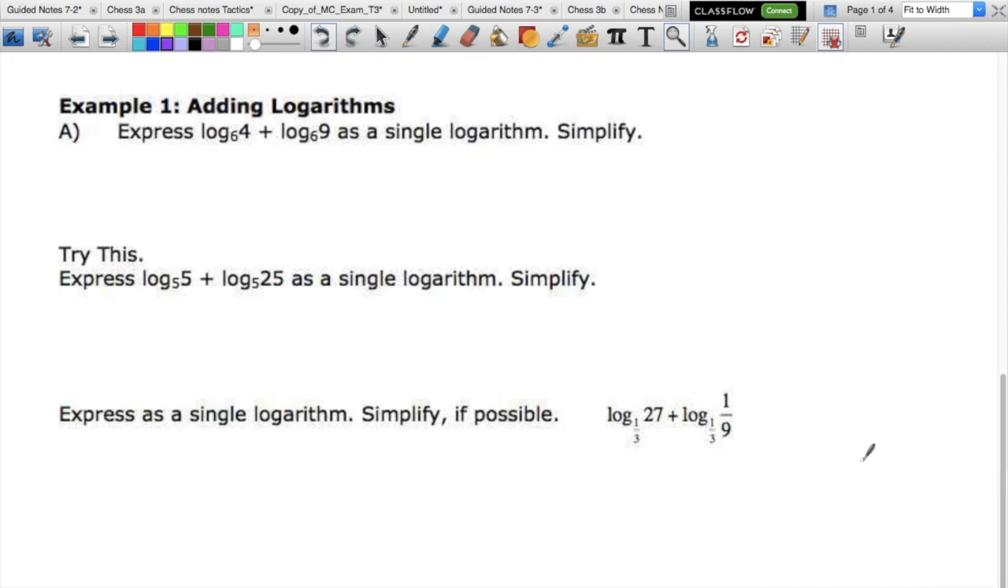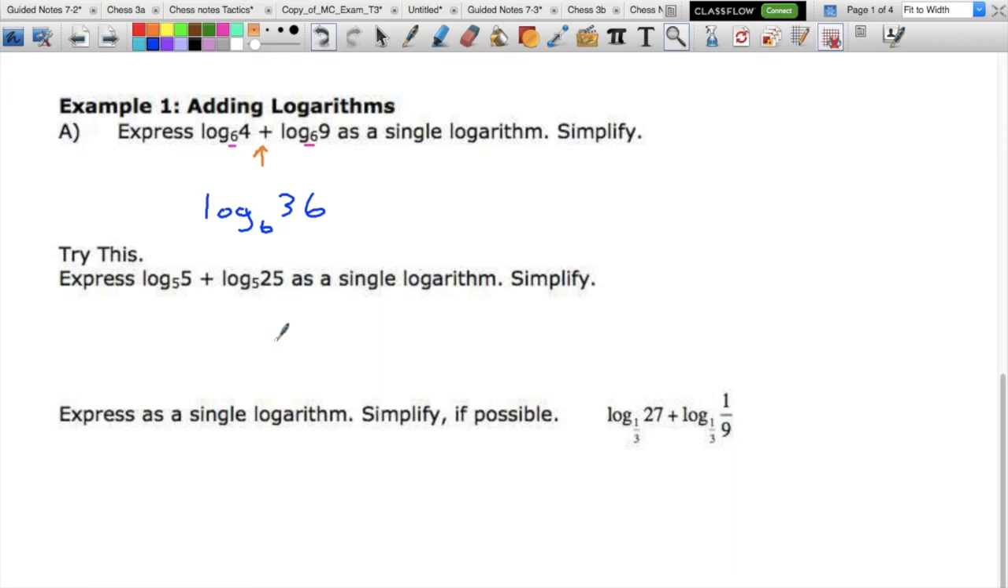Here is the property. If we have logs with the same base, it's got to have the same base, and we have an addition going on, the addition of two logs, we can condense it into one log. The log is going to have that base, log base 6, and we can multiply these and make 36. What's 9 times 4? 36. So if we have two separate logs that have the same base, we can put them into one log.